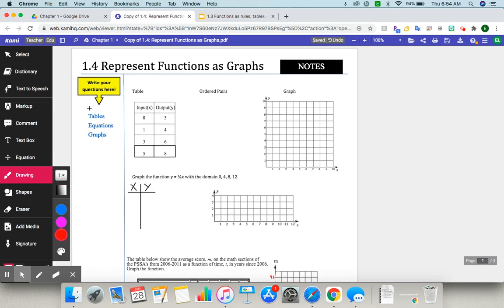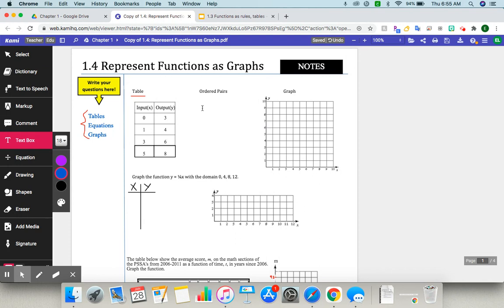In section 1.4, we are using tables, equations, and graphs to represent functions. We will use one representation to be able to produce another. Starting with a table, we can recognize that we have a set of inputs and a set of outputs. Remember, this is a relationship because your input maps to your output.